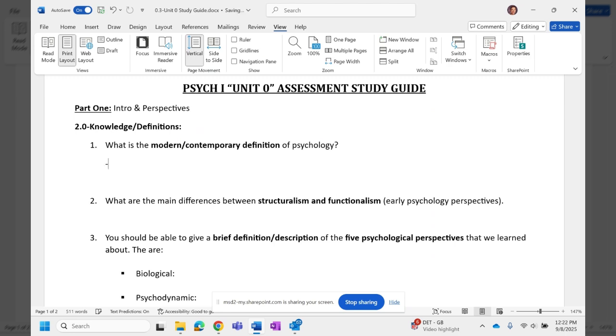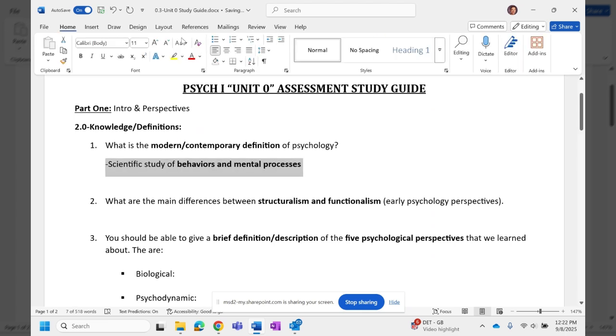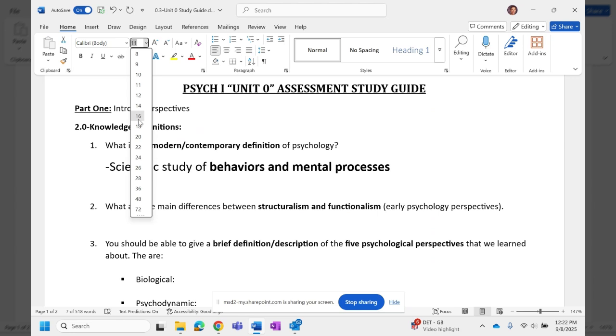So the modern contemporary definition of psychology: psychology is the scientific study of two things, behaviors and mental processes. There's a lot of synonyms, but that's what the general textbook definition of it is, and that's where you can see some of the cognitive and the behavioral aspects in there.